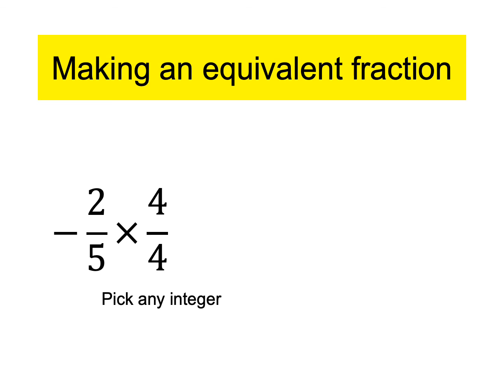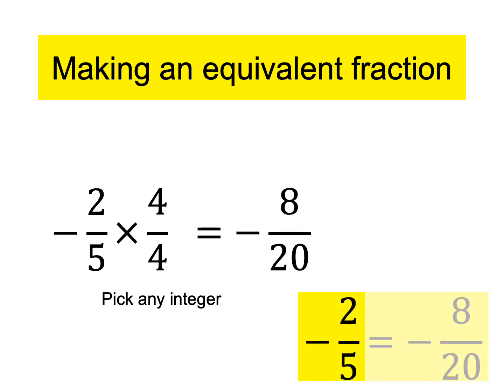So negative 2/5, we multiply straight across. 4 times 2 is 8, 5 times 4 is 20. A negative times a positive is a negative. So we get negative 8/20. So we are going to claim that negative 2/5 is the same as negative 8/20. And that's what we're going to do today. That's the first game. We're going to make an equivalent fraction.